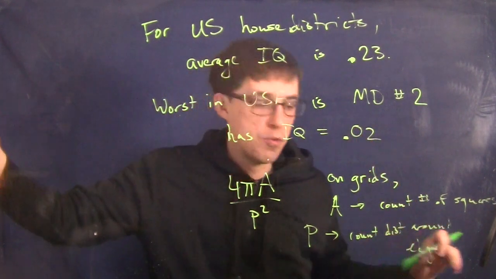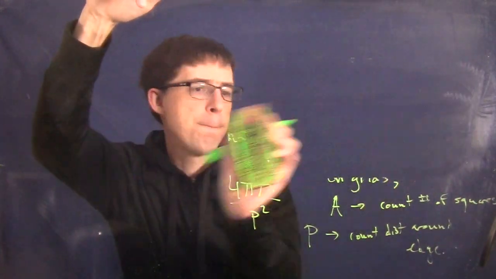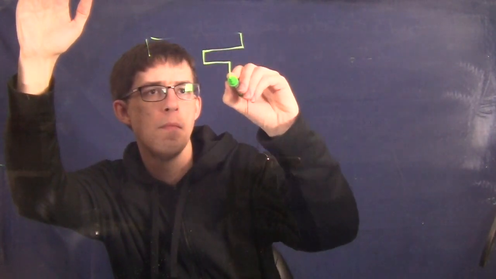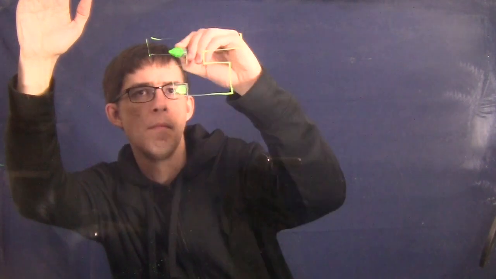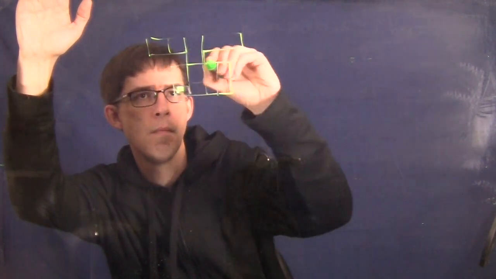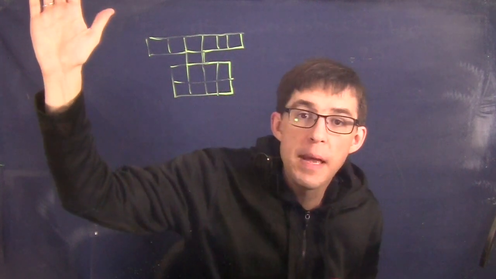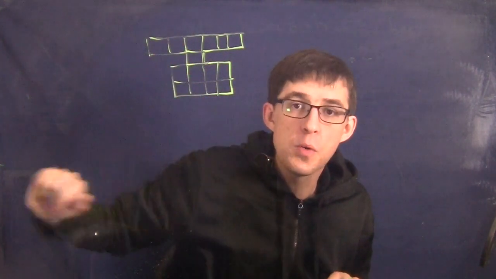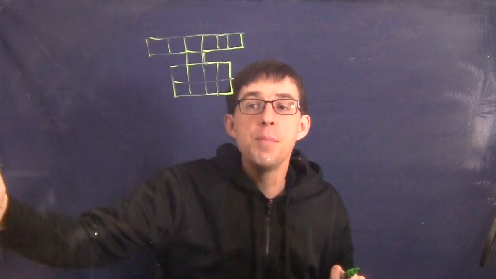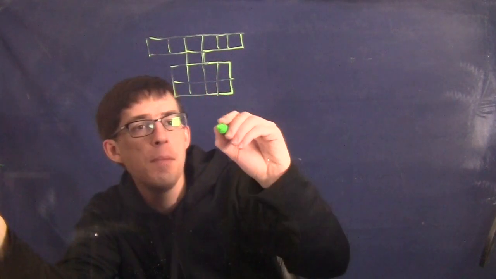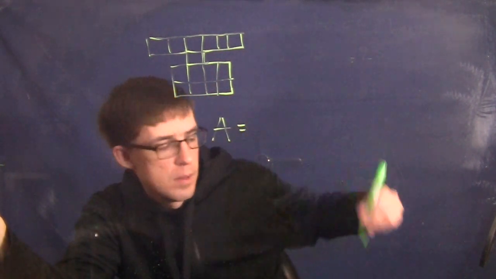For example, let's say I have a shape like this, which is made up of a bunch of squares in some arrangement. Can we compute the area and the perimeter? Yes, we can.